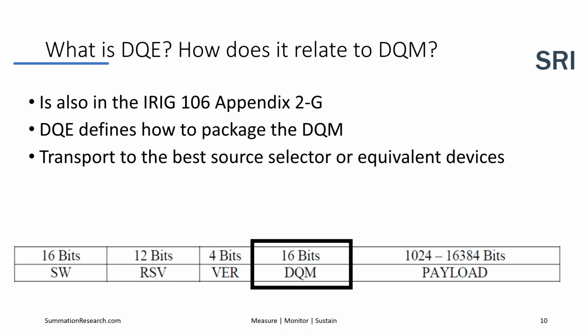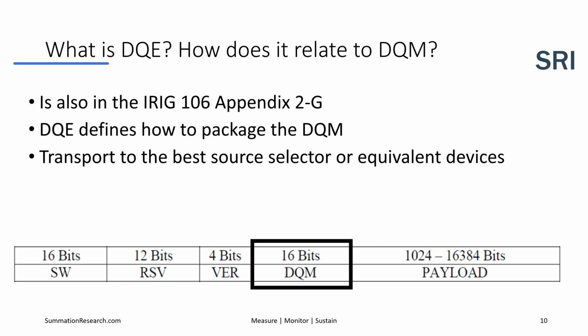DQE standardizes the format for telemetry data and the associated DQM, ensuring that the data quality metric is encapsulated within each packet. This encapsulation is crucial for maintaining the integrity and reliability of the data during transmission.